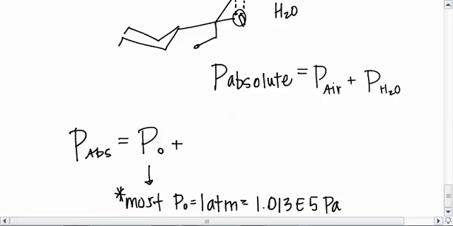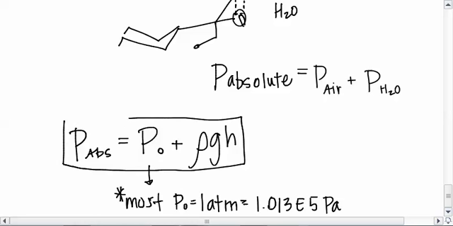We have to add in then the pressure of the column of fluid, which may be water, or it may be oil, or it may be coffee, or it may be Jello. I don't care what it is, but rho g h, which is the gauge pressure.